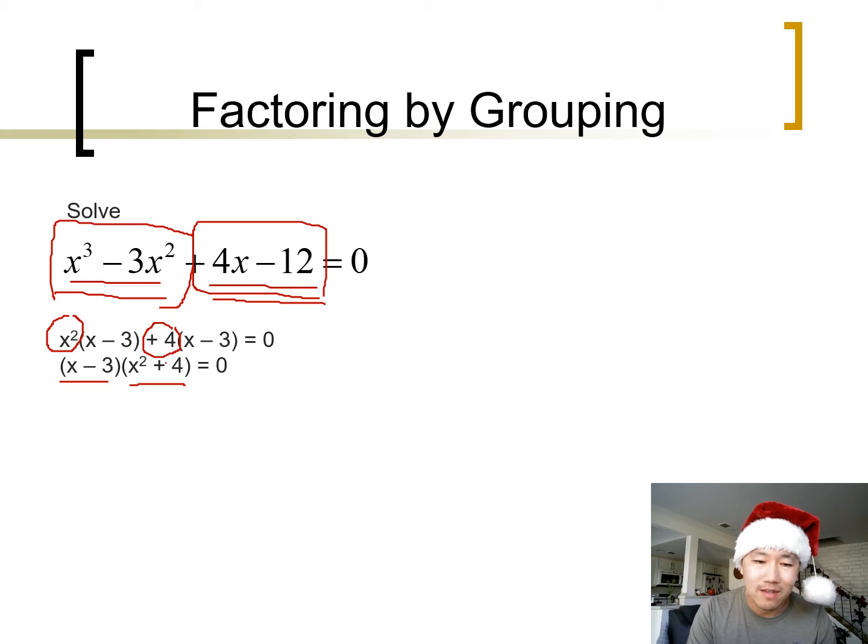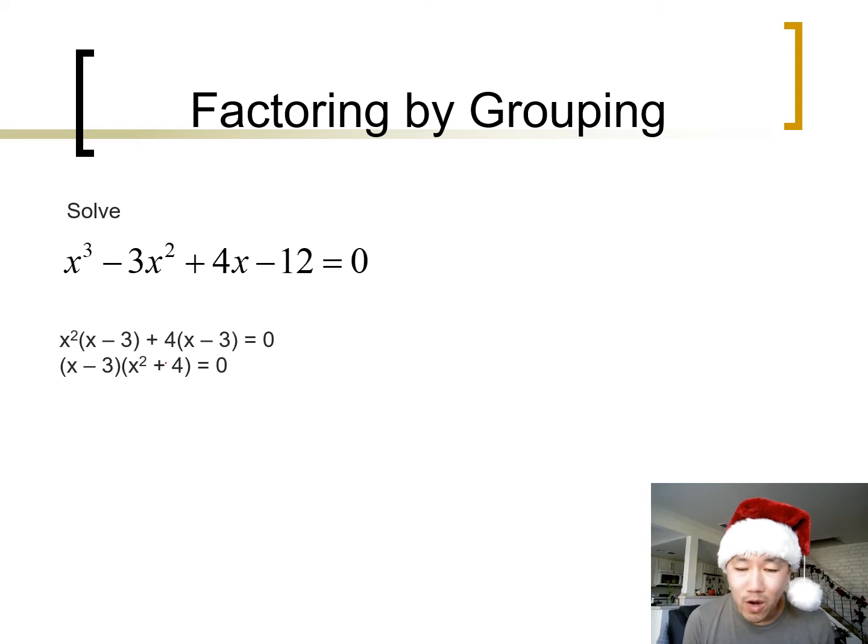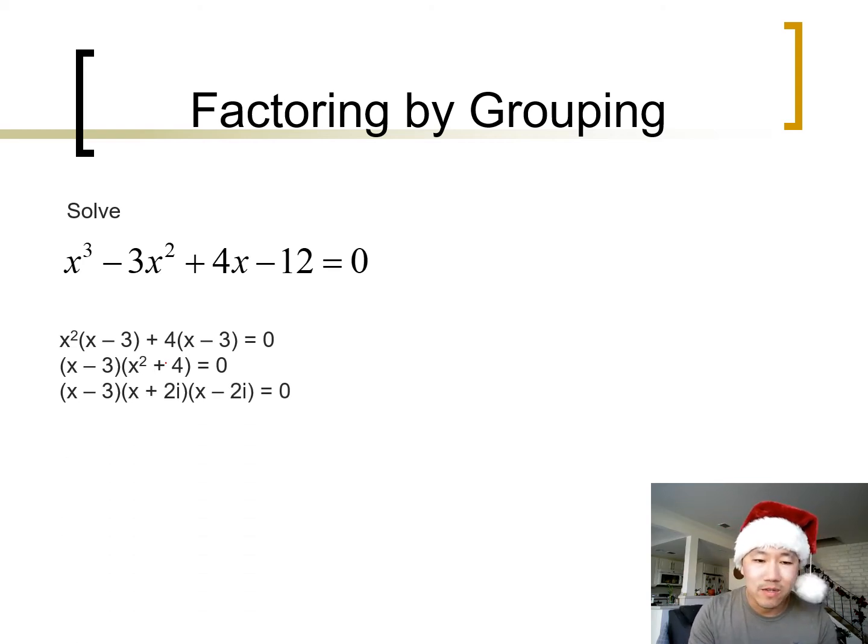All right, and now that we've successfully factored, we can use the zero product property to set each parentheses equal to 0. Oh, just kidding. It turns out that you can factor the x squared plus 4 using imaginary numbers.